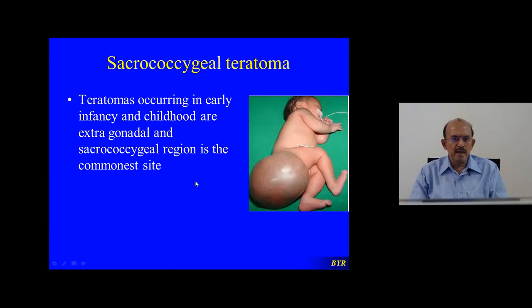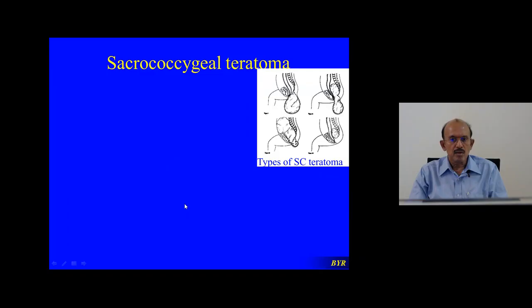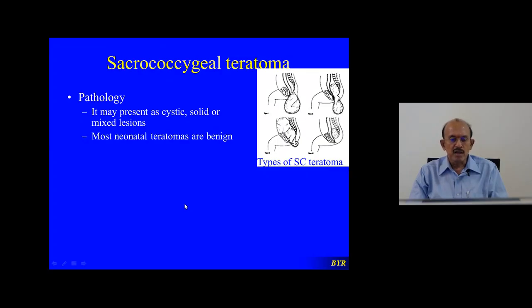Teratomas occurring in early infancy and childhood are extragonadal, and the sacrococcygeal region is the commonest site. So the sacrococcygeal region is the commonest site of this extragonadal teratomatous dermoid. Gender incidence is most common in females. Pathology, it may present as a cystic, solid, or mixed lesion. Most neonatal teratomas are benign.